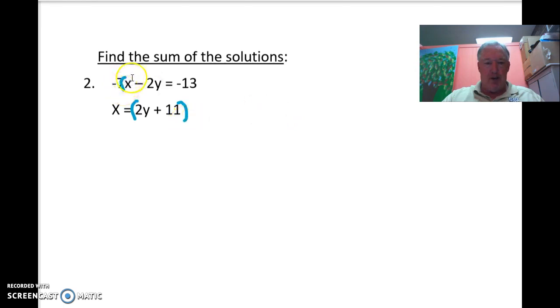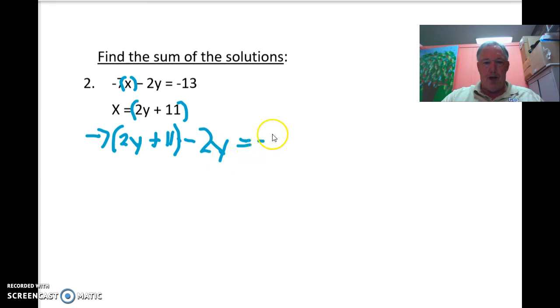And in the first equation, we're going to put a parenthesis around x. We're going to substitute what x is equal to in for the top equation. So we rewrite negative 7 times (2y plus 11) minus 2y equal to negative 13. Same thing we did before.